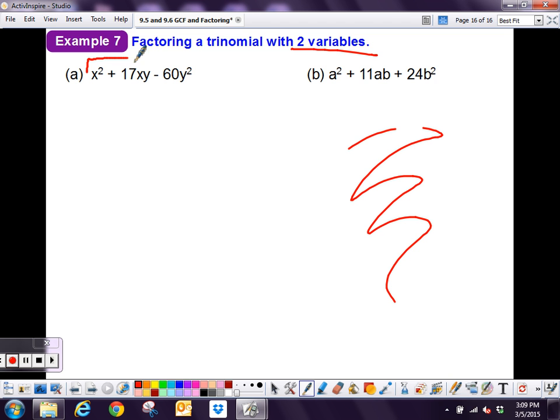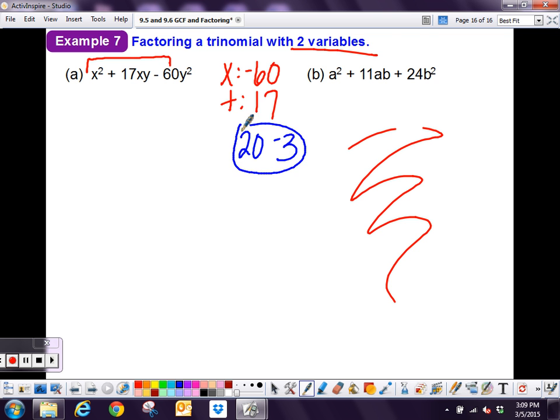The next thing I'm going to do is multiply A and C. So I need two factors that multiply to be -60, and they have to add to be 17. Okay, it may take you a little while to find these factors, so I'm just going to go ahead and tell you that they are 20 and negative 3. Those multiply to be negative 60, and they add to be 17.